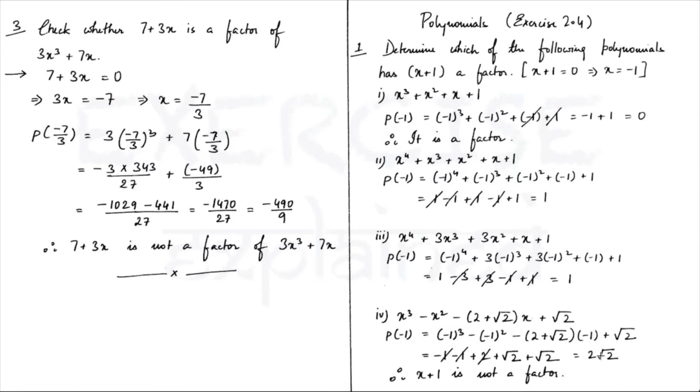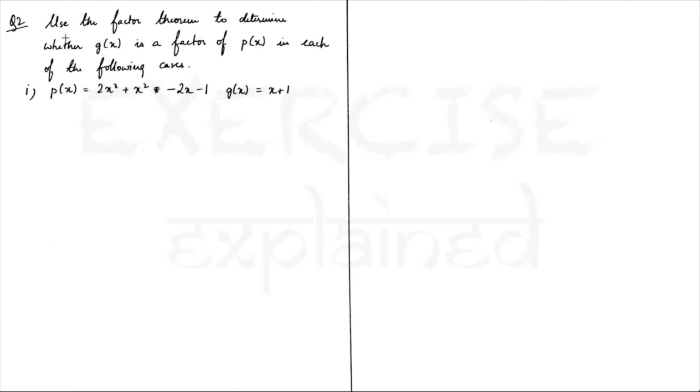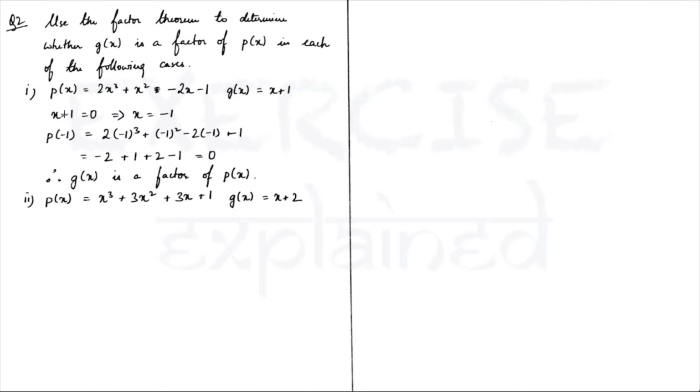Getting into the next question, use the factor theorem to determine whether g of x is a factor of p of x in each of the following cases. So p of x is 2x cube plus x square minus 2x minus 1, g of x is x plus 1. What we have to do here is equate g of x to 0 and get an equation for x. Whatever value of x we get from here, we substitute it here and see what the answer is. So x plus 1 is equated to 0, so x becomes minus 1, since plus 1 goes to the other side and becomes minus 1.